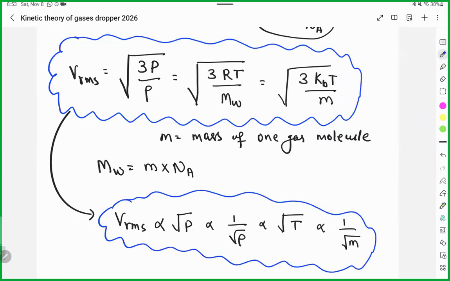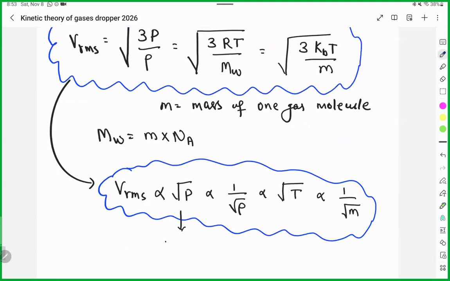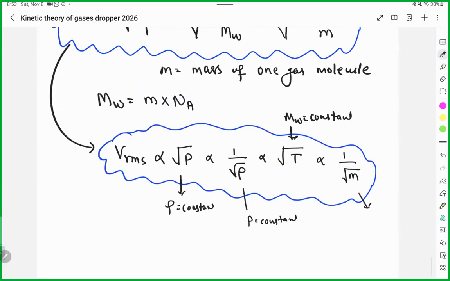Depends what is constant. Example, when you are writing this, density is constant. When you are writing this, pressure is constant. When you are writing this, molecular weight is constant for the same gas. When you are writing this, temperature is constant. You should know what is constant.